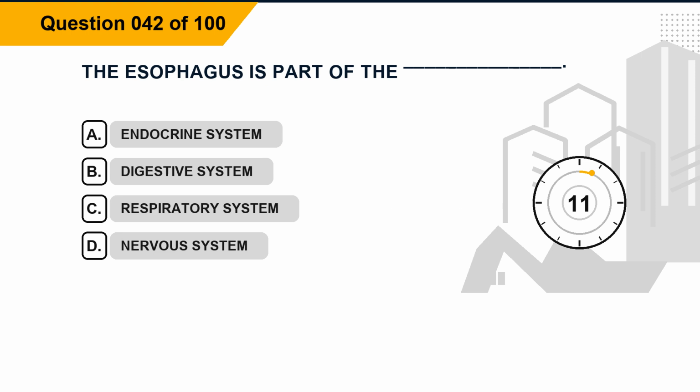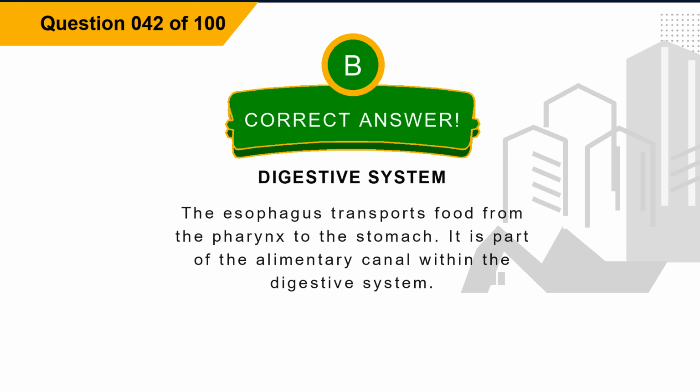Question 42. The esophagus is part of the blank. Option A, endocrine system. Option B, digestive system. Option C, respiratory system. Option D, nervous system. The correct answer is option B, digestive system. Explanation: the esophagus transports food from the pharynx to the stomach. It is part of the alimentary canal within the digestive system.